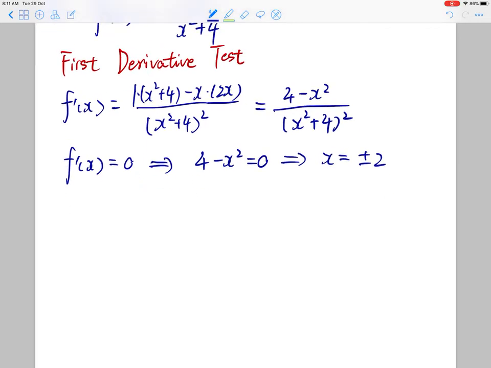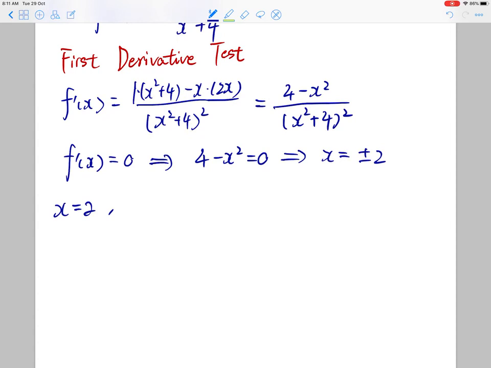Okay. When x is positive 2, let's check its derivative. So f prime x, when x is near 2, and we can draw this table. Okay, let's draw this table. For x, it's at positive 2, slightly greater than 2, and slightly smaller than 2. Then what is the derivative? So at point 2, the derivative is 0, right?